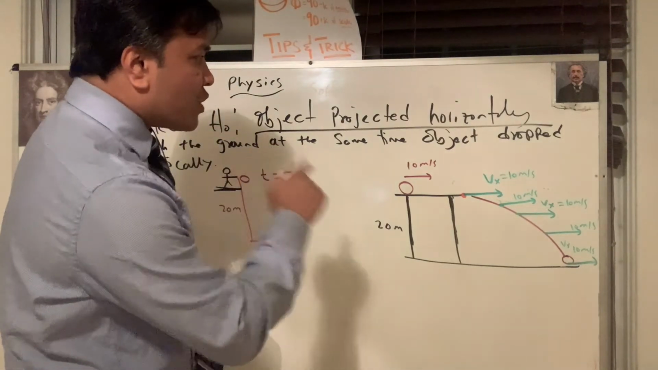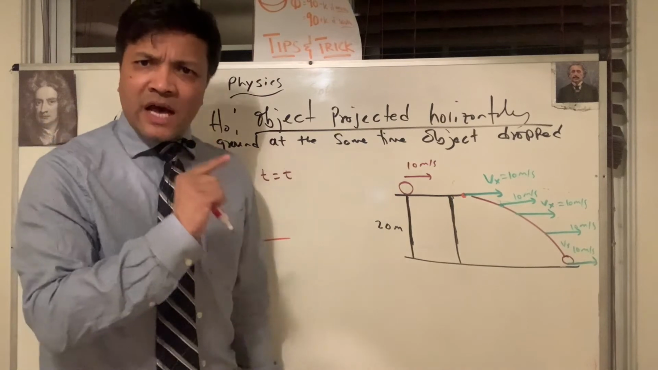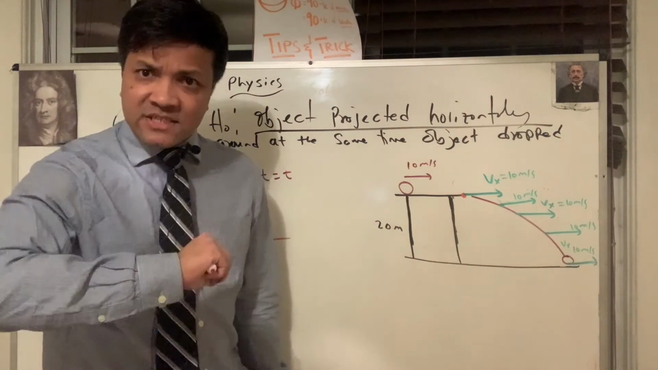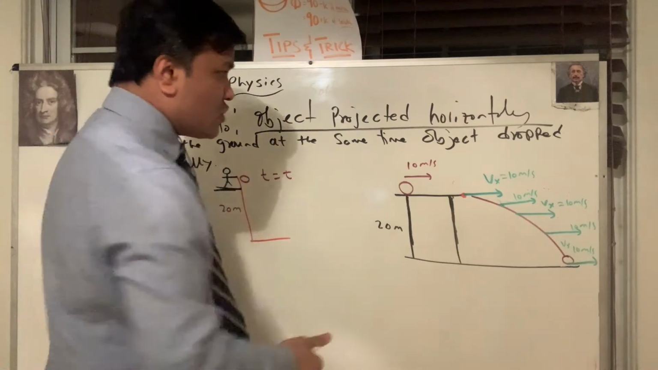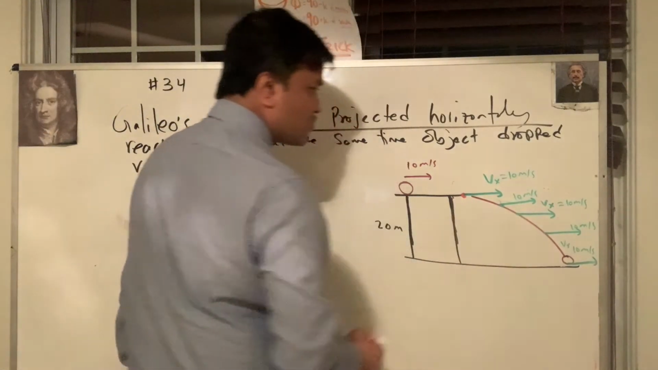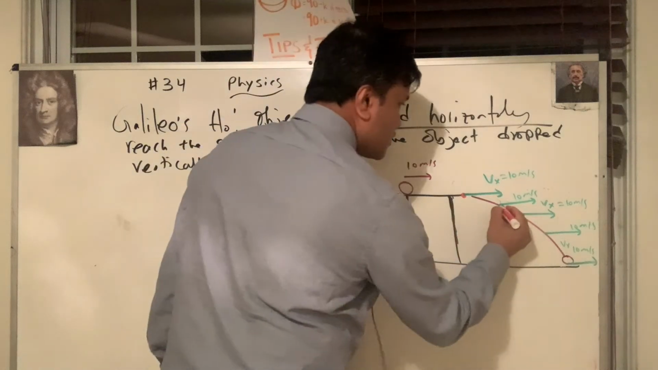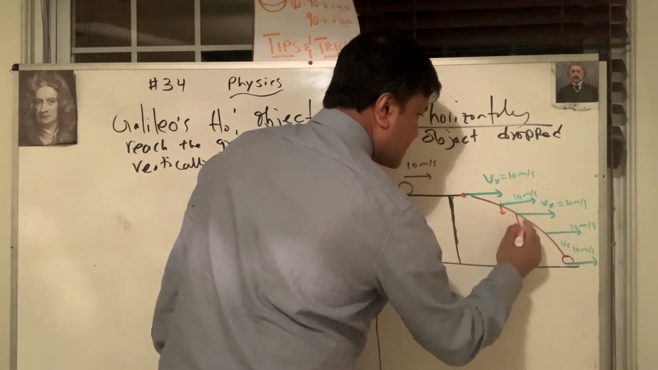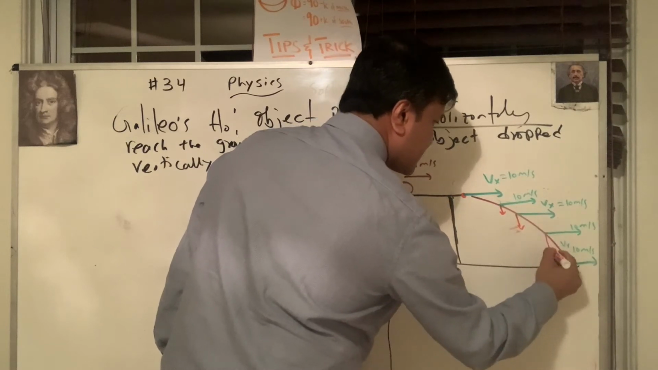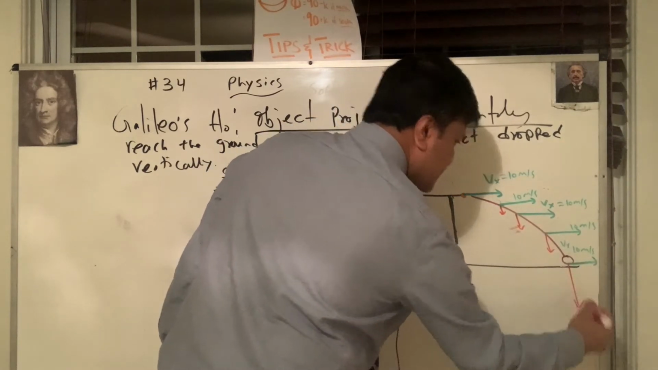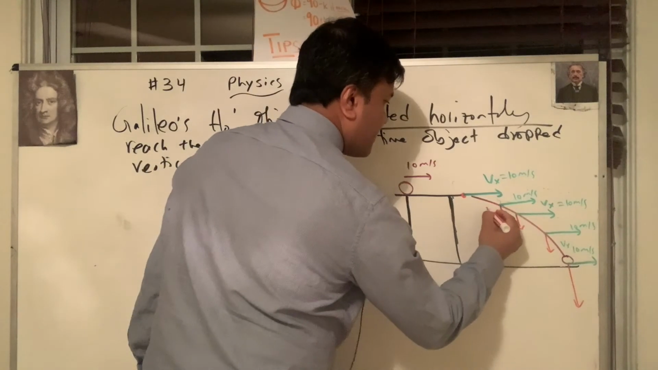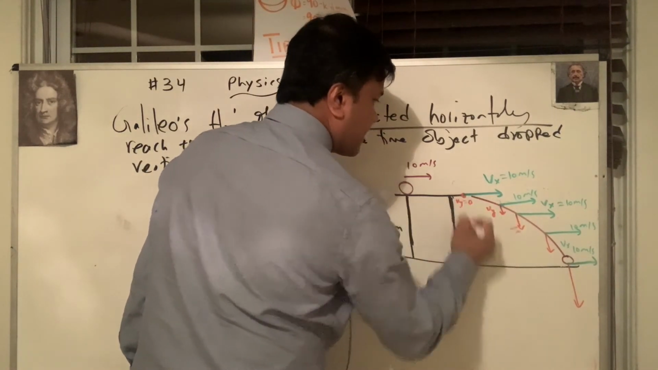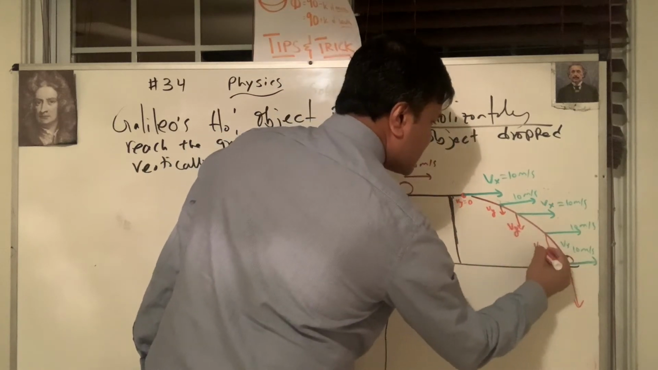Now I'm going to show you how acceleration due to gravity affects velocity in the y direction. The velocity in the y direction here is equal to 0, so I'm not going to put anything over here. Then it increases, and it increases. So this is Vy, this is Vy, and this is Vy.